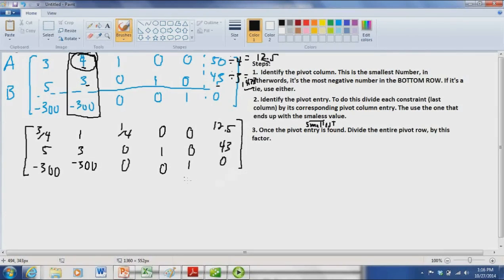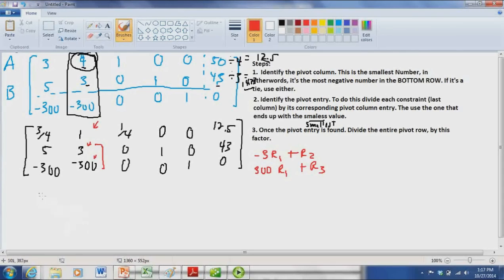Okay, so I divided everything, so I got my 1. Now, my goal is I need the numbers below my pivot to be zeros. I need this and this to be zeros, below it and above it. In this case, it's just going to be below it. Does this remind you of Gauss-Jordan elimination? It should. In order to do that, I'm going to go -3 times row 1 and add it to row 2. At the same time, I'm going to go 300 times row 1 and add it to row 3.